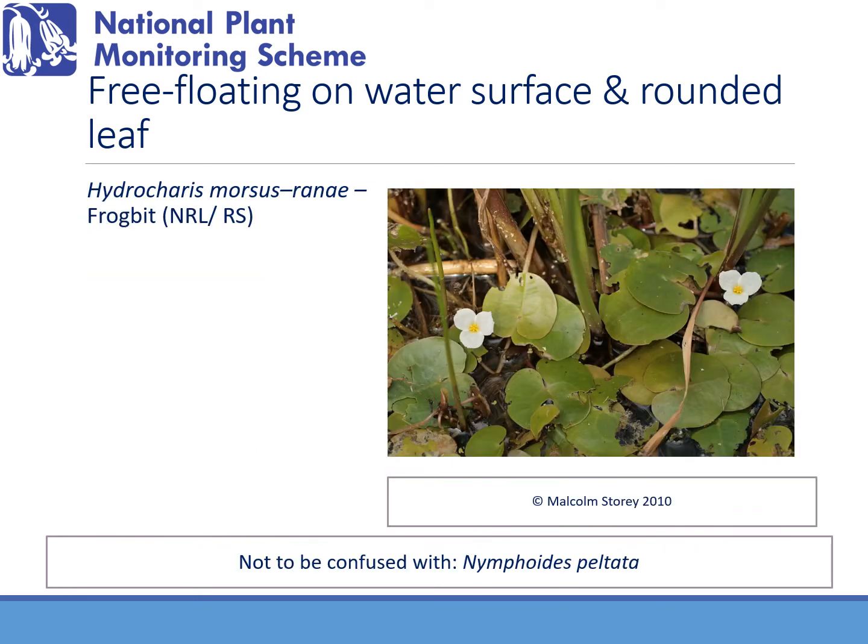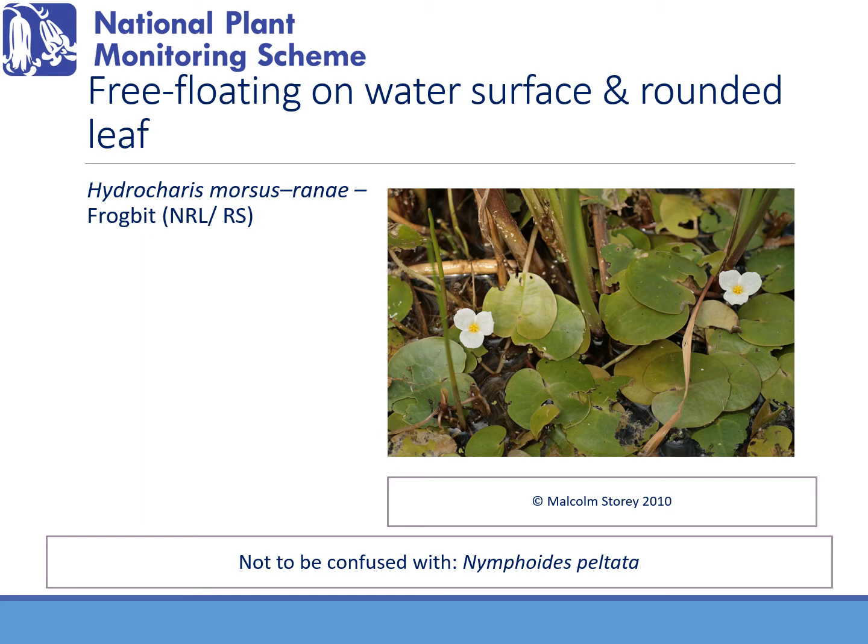There is another species that has small roughly oval shaped leaves that float on the water surface, which are just a little bit bigger than the duckweeds, that you might mistake either for duckweed or potentially for water lilies, and that's the frogbit, Hydrocharis morsus-ranae. The main difference between this and the water lilies is that Hydrocharis isn't rooted, so it's free to drift around.